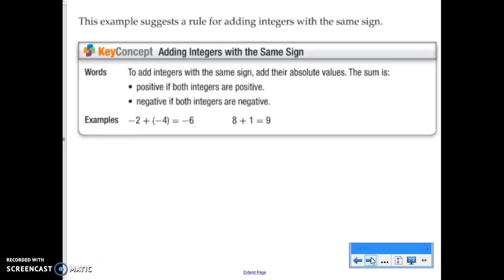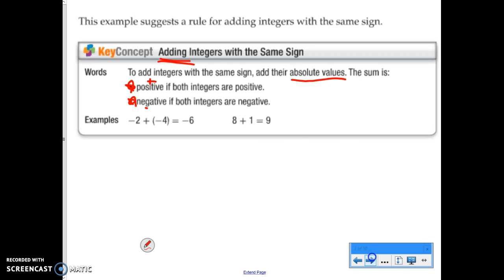This example suggests a rule for adding integers with those same signs. So remember, it's when you are adding integers. We'll get to subtracting integers and things like that. So adding integers with the same sign, it says to add integers with the same sign, add their absolute values. The sum is positive if both integers are positive, and it's negative if both integers are negative.